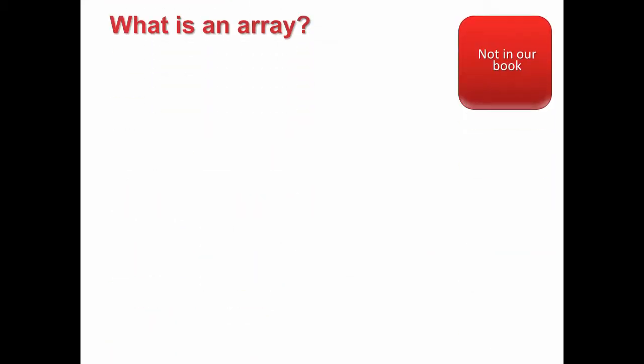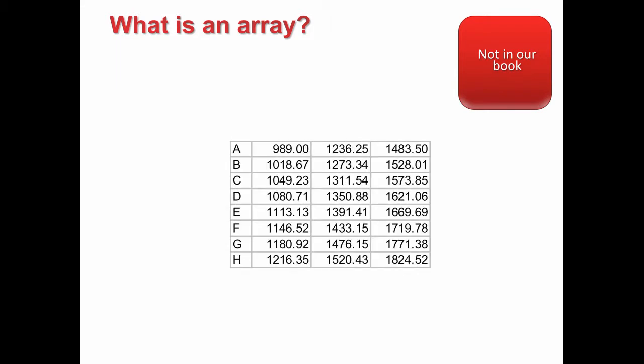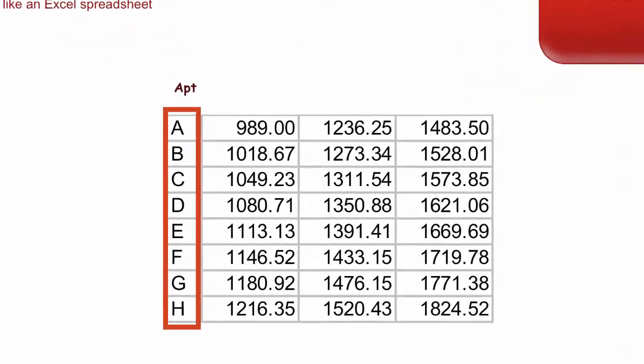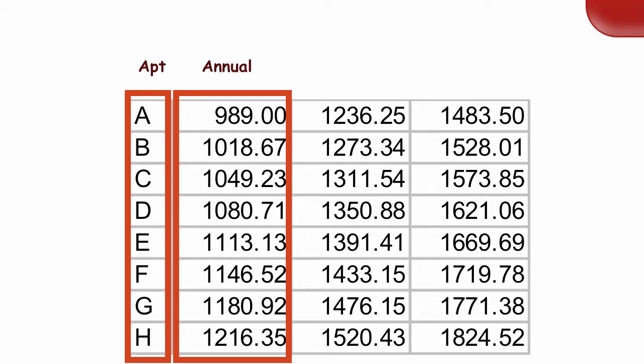So let's take a look at an array. This is actually 4 different arrays, and as we go through it, you'll see that this is actually a piece of computer memory that's divided up into pieces like an Excel spreadsheet. So here's our apartment array, or APT array. Here's our annual array. Now you say, what is this?